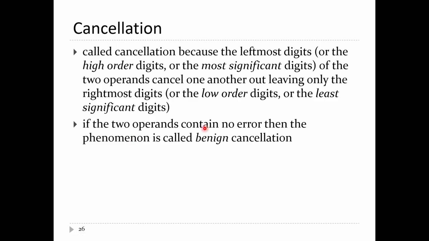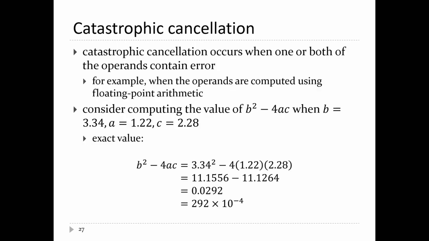This is just the way subtraction works. This is not a problem if your two values contain no error. You subtract the two values, you end up with the correct result, and so this is called benign cancellation. Cancellation always happens when you subtract two values because that's the nature of subtraction. If your values have no error, there's no problem. You compute the difference, it's the correct value. So we say that the loss of digits is not important, it's benign. That's not true when your two inputs have some error.